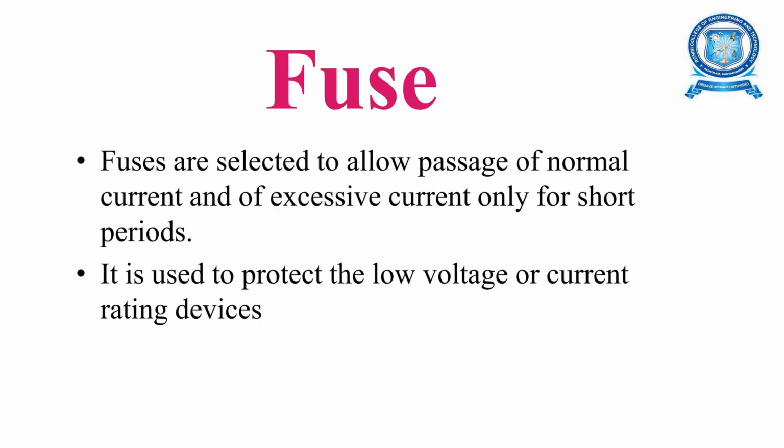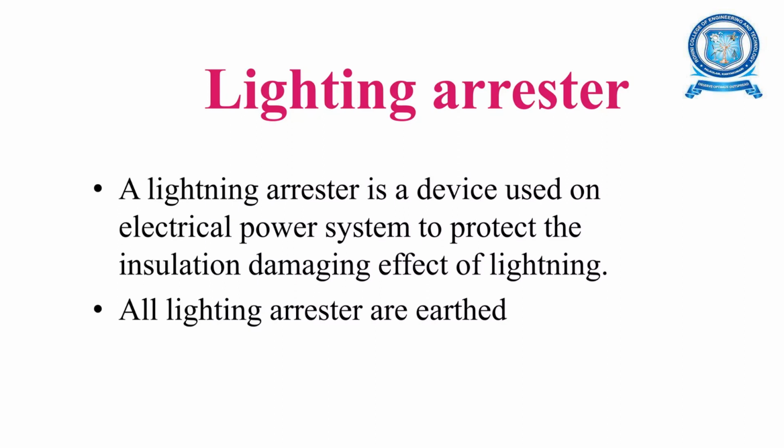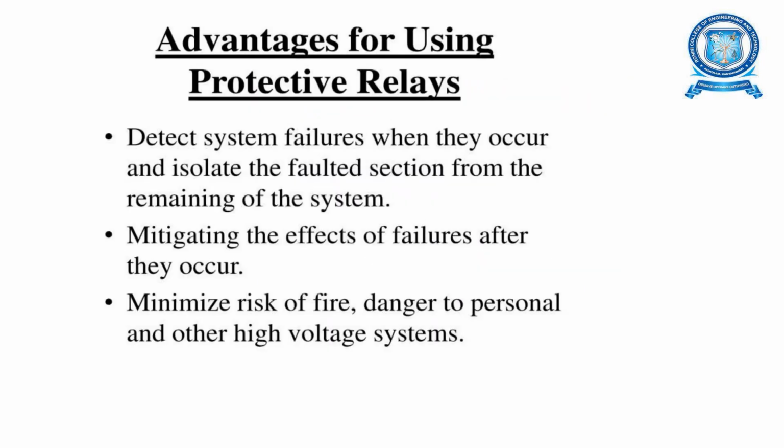Fuse. Fuses are selected to allow passage of normal current and of excessive current only for short periods. So it is used to protect low voltage or low current rating devices. Next is the lightning arrestor. It is a device used in electrical power systems to protect the insulation from the damaging effect of lightning. All lightning arresters are earthed.